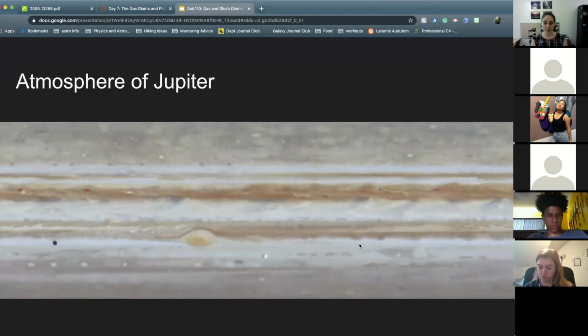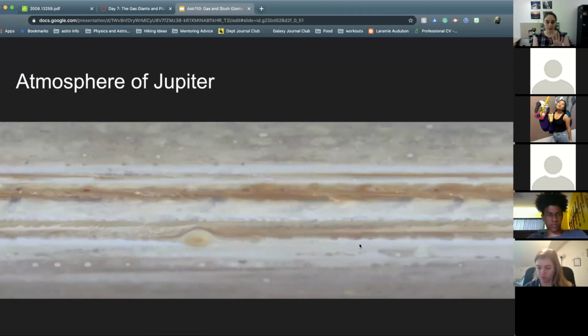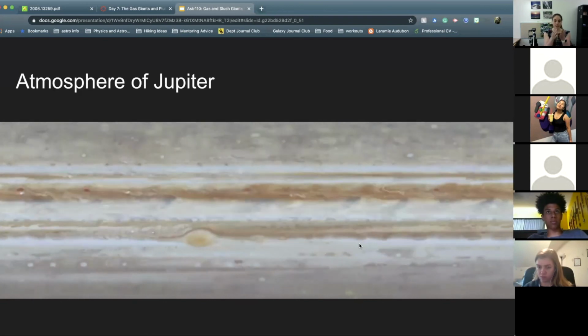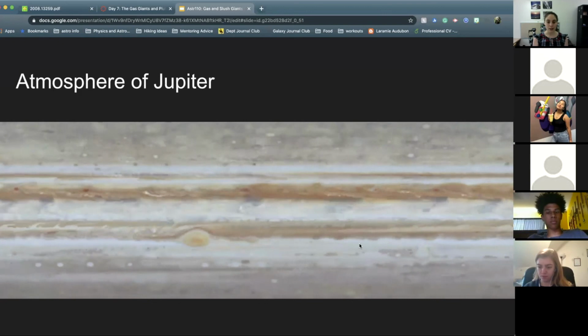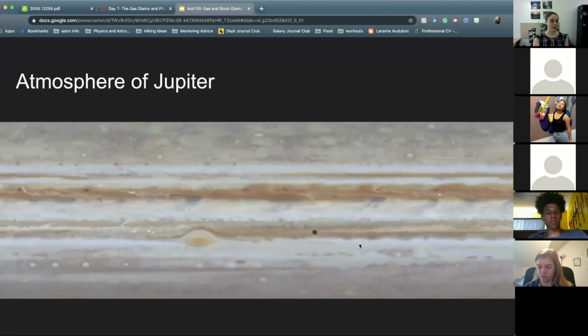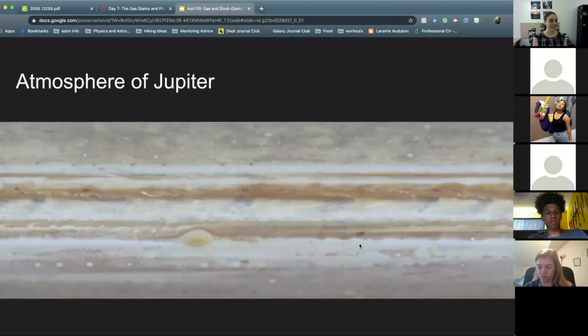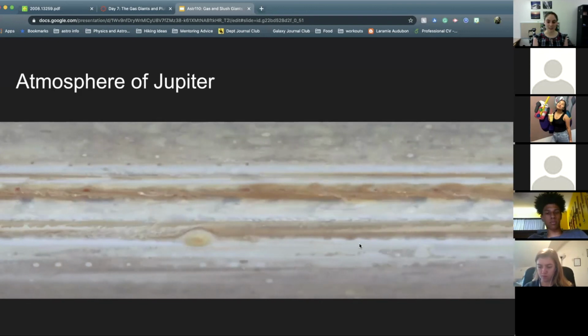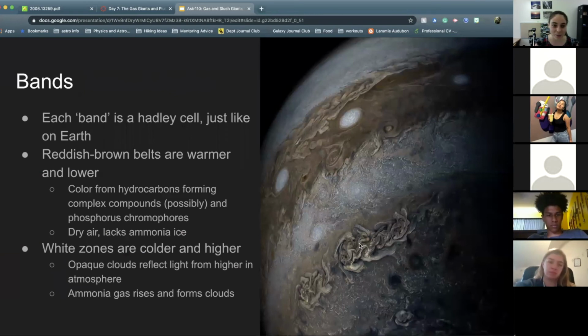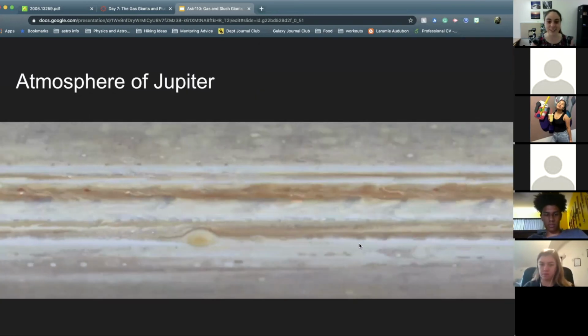So this is just a time-lapse image of the atmosphere of Jupiter spread out, and we can see that there's white, oh gosh, it's bands and the word is escaping me. I think it's on the next slide. Yeah, so brown belts and white bands, that's what it is, sorry.